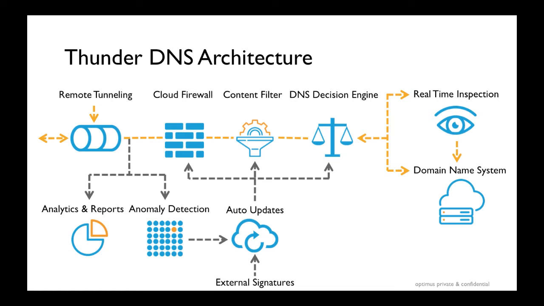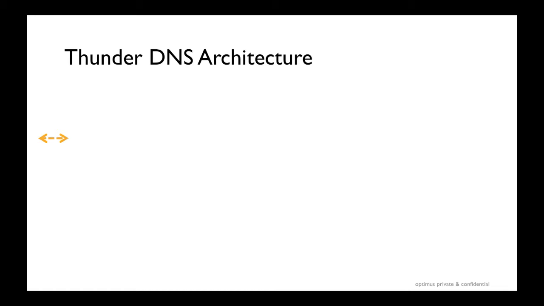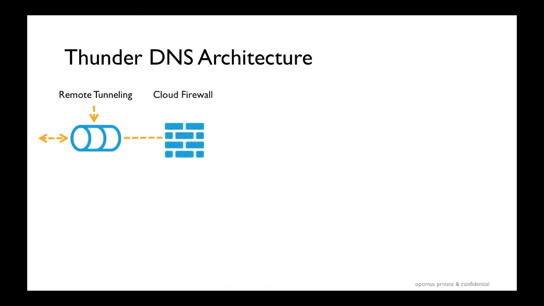Let's start by reviewing the inline components of our solution. On the far left-hand side, you can see the query entering the slide. This represents the query lookup request coming from a device. Remote tunneling allows for devices behind a private NAT on external networks to use Thunder DNS as well. Once the queries hit Thunder DNS, they must pass through our DNS cloud firewall. When the queries come into Thunder DNS, the firewall blocks by domain. And when the query response is returning to the device, the firewall blocks by IP address.